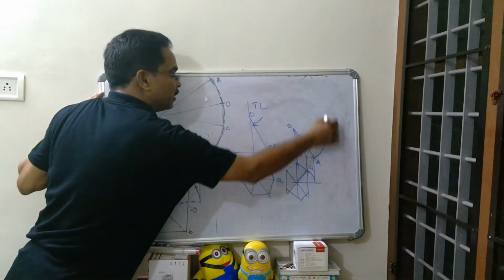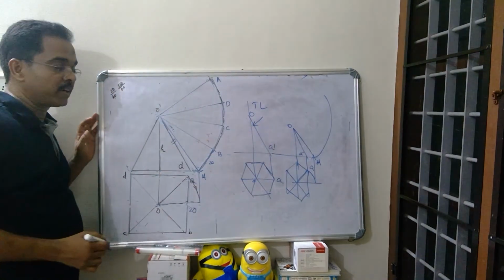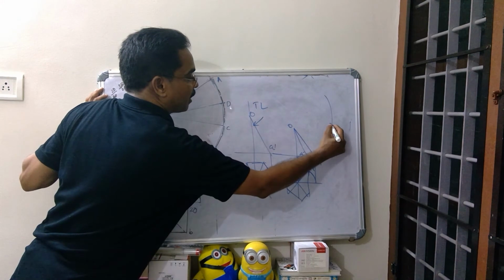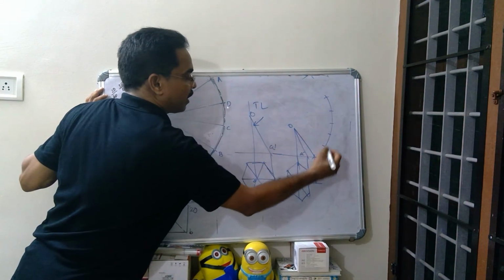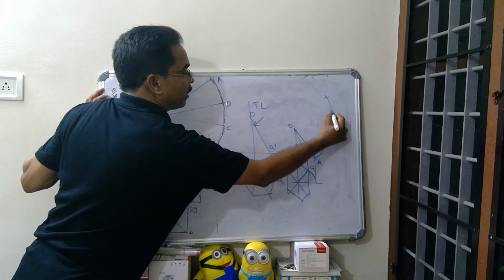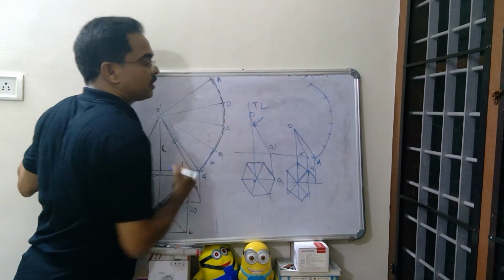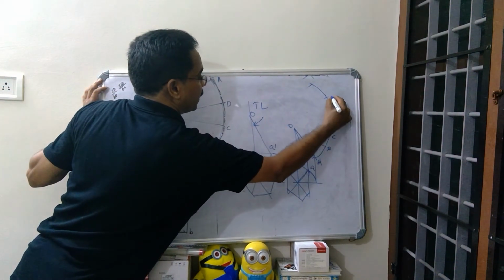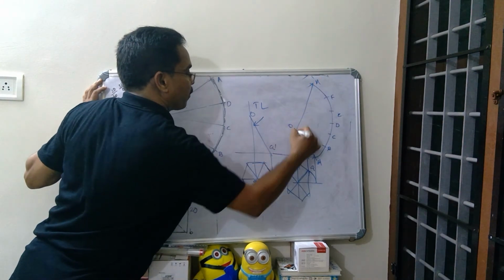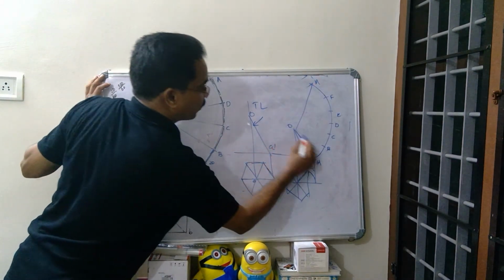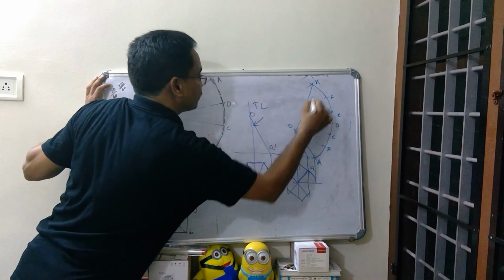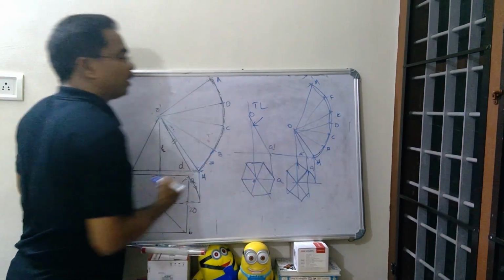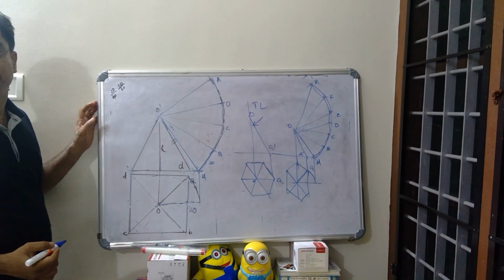Draw an arc with O as center and OA as radius. Take the base measurement, and since it's a hexagon, cut 6 arcs on this line. 1, 2, 3, 4, 5, and 6 will give B, C, D, E, F, and A. Join all the points with straight lines. Then you get the development of it. Thank you.